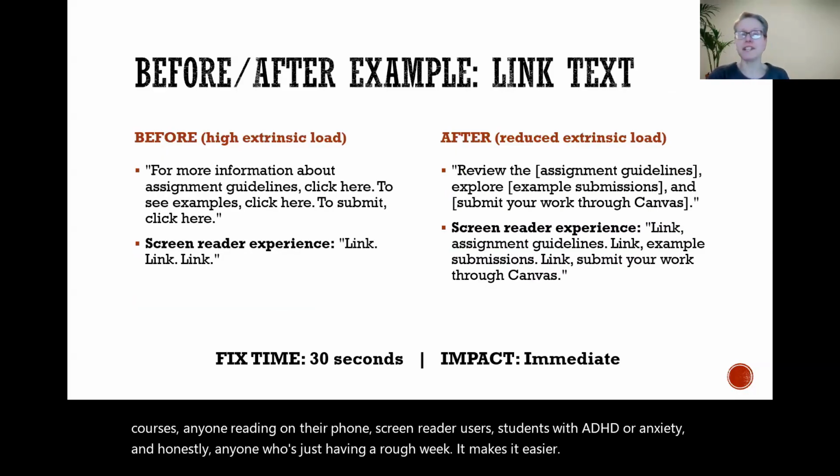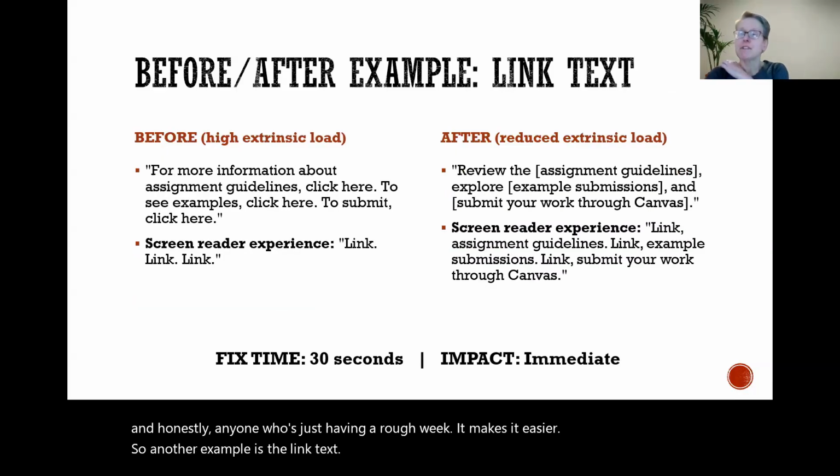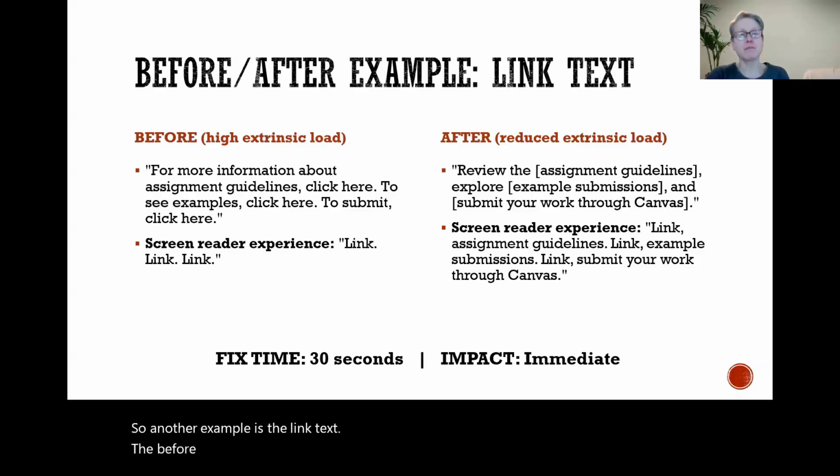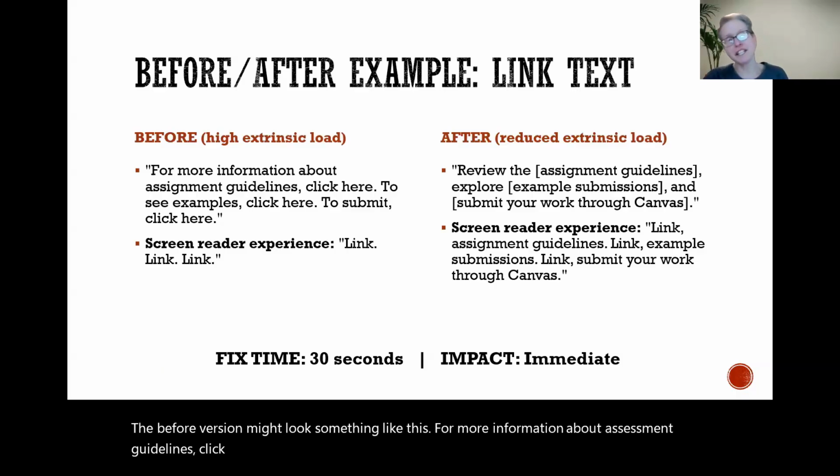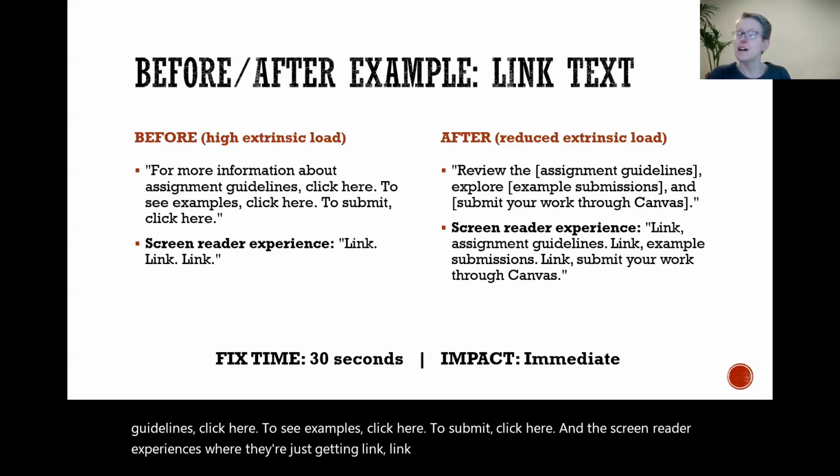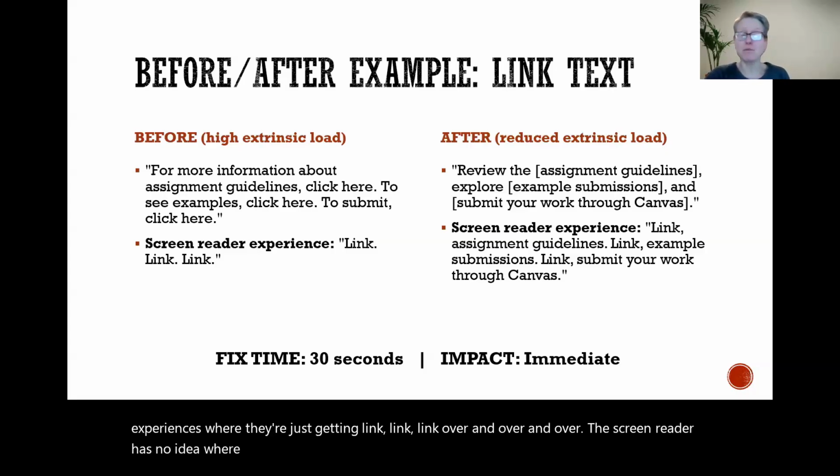So another example is the link text. The before version might look something like this. For more information about assessment guidelines, click here. To see examples, click here. To submit, click here. And the screen reader experience is where they're just getting link, link, link over and over and over. The screen reader has no idea where those links go, and they have to navigate each one, activate it, and see where it goes, and then back up if it's not the right place where they want to be.